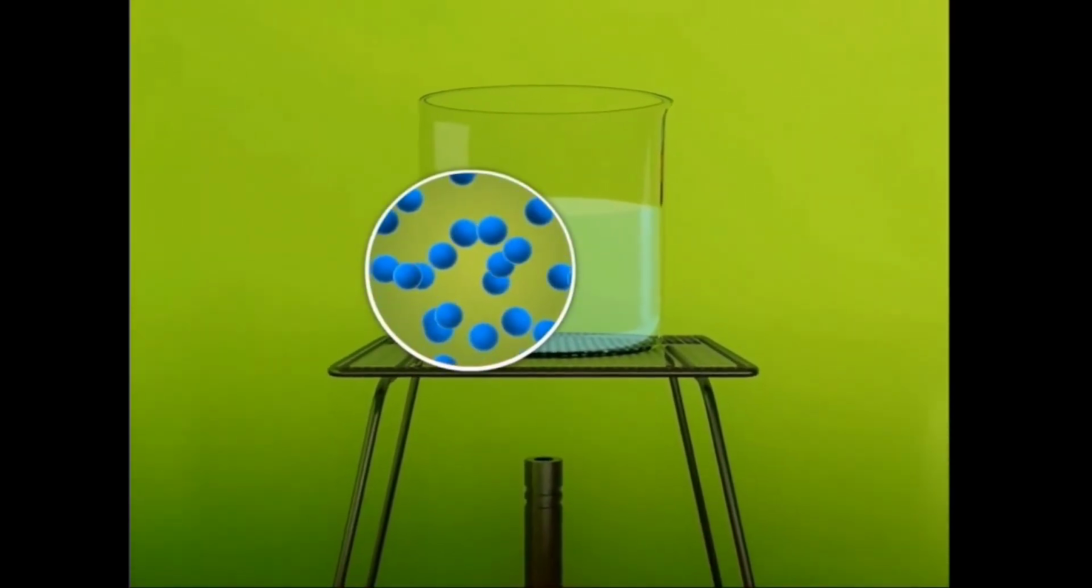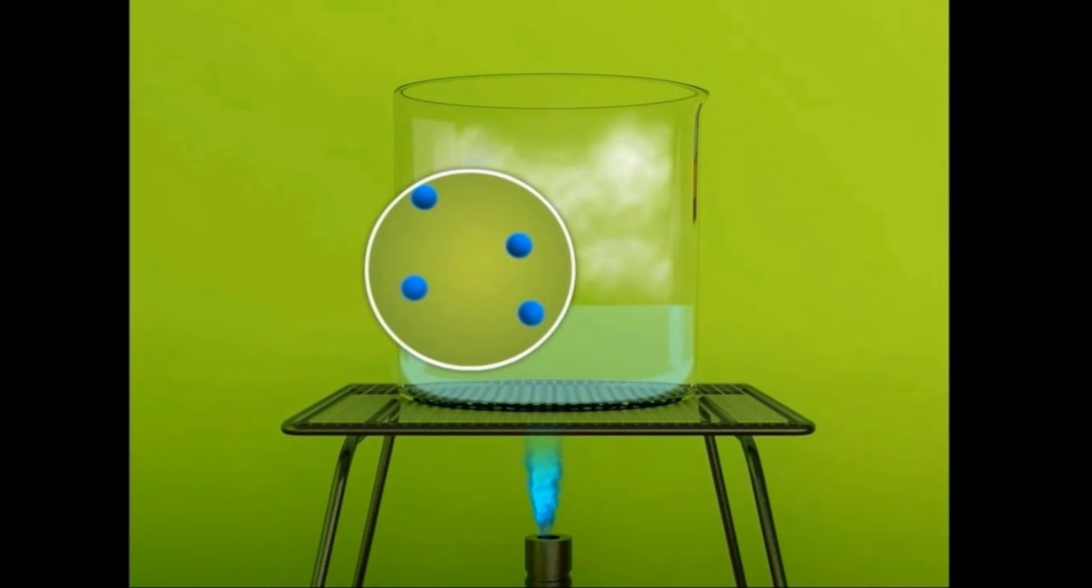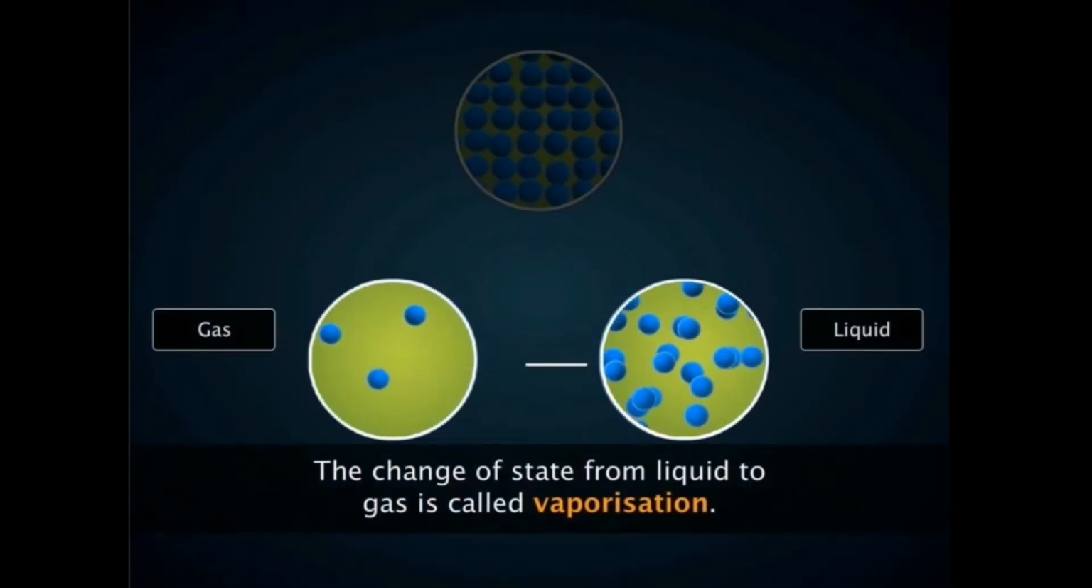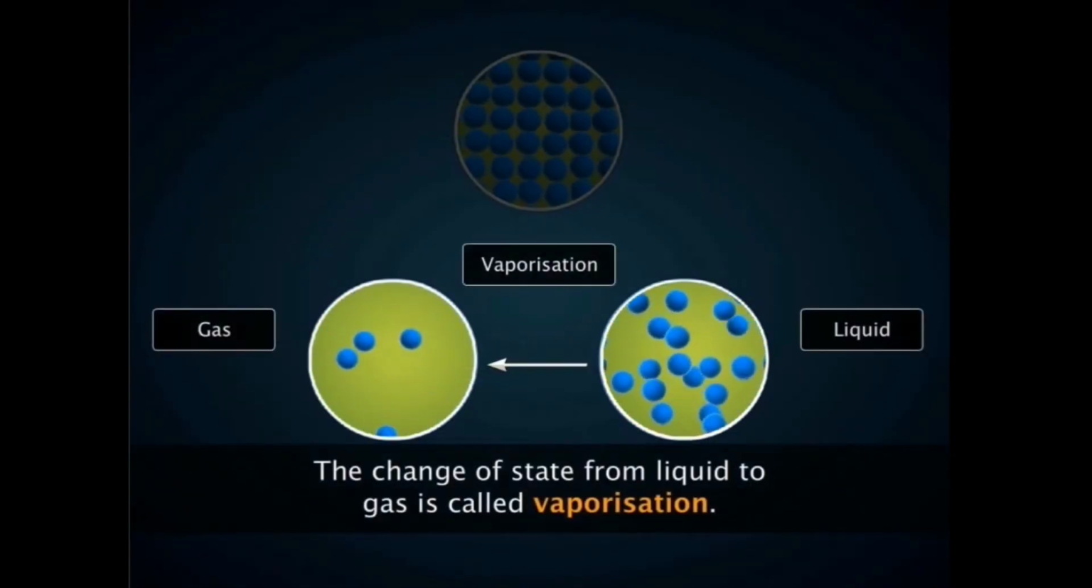If more heat energy is supplied, the particles of a liquid eventually move fast enough to break all the attractions between them, and the liquid boils. The change of state from liquid to gas is called vaporization.